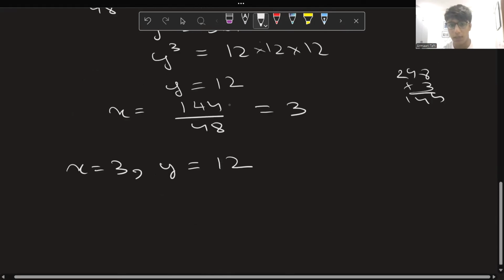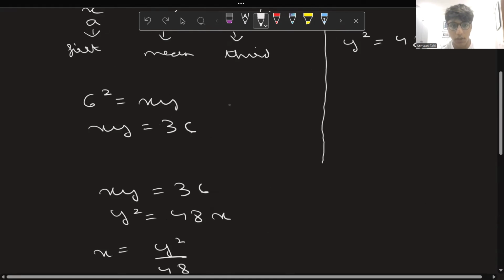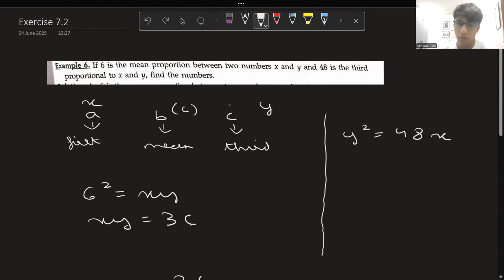Okay, I hope you guys all understood it. I'll just go through what we did once more. They told us that 6 is the mean proportion between two numbers. Whatever is the mean proportion, that square is equal to the product of the other two numbers. So that means that 6 square is equal to x times y.